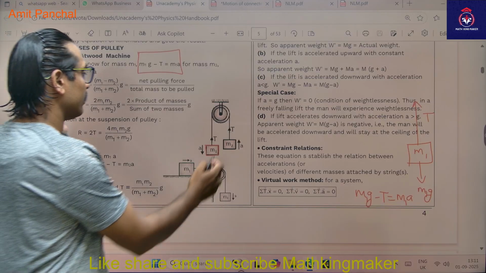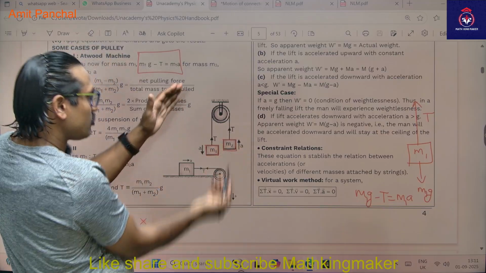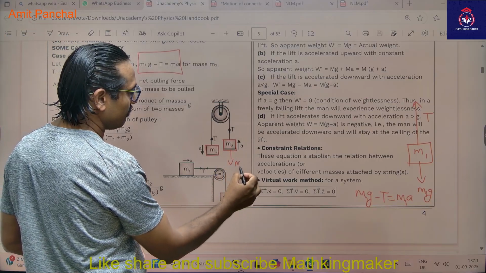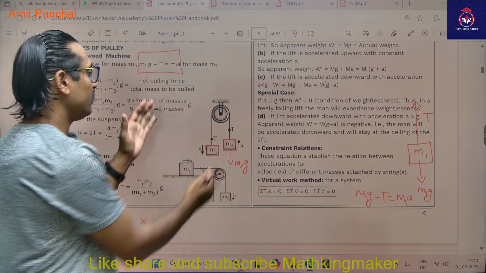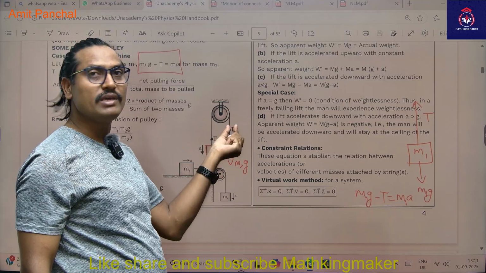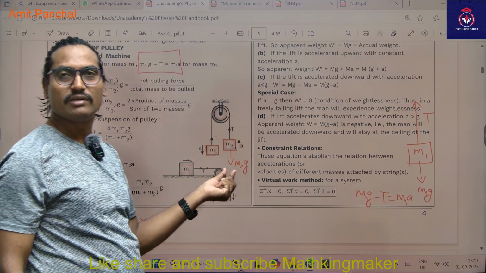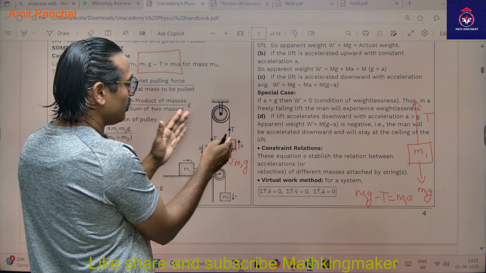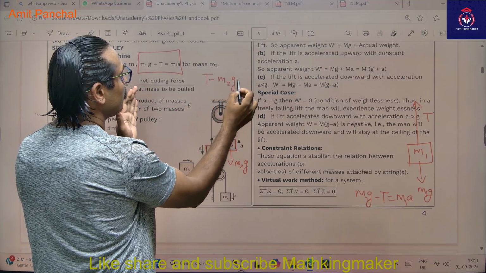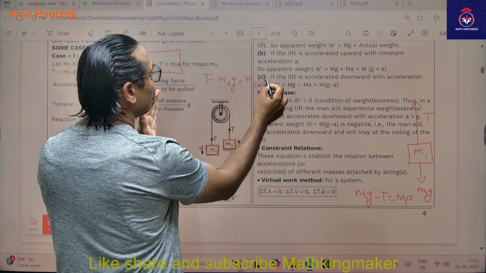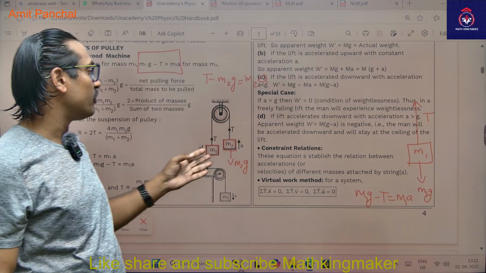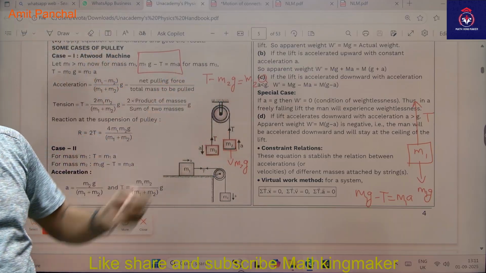And what about the second one? That is m2. So now m2 is going up. So how many forces are acting on this? The m2g will be downward and T will be upward, and this m2 mass is going up. So that's why your T will be greater than m2g, isn't it? So in that scenario, for the m2 mass, T minus m2g will be equal to m2a, and because m1 and m2 both are connected, the same acceleration will be produced in it. It is working like a single body.